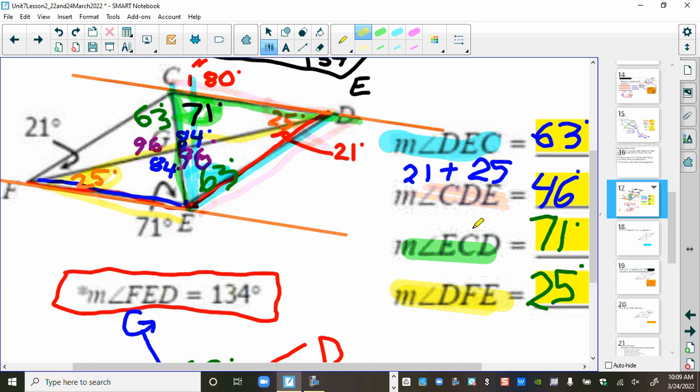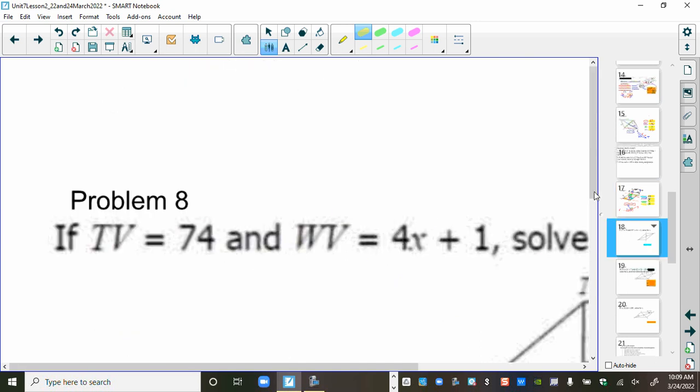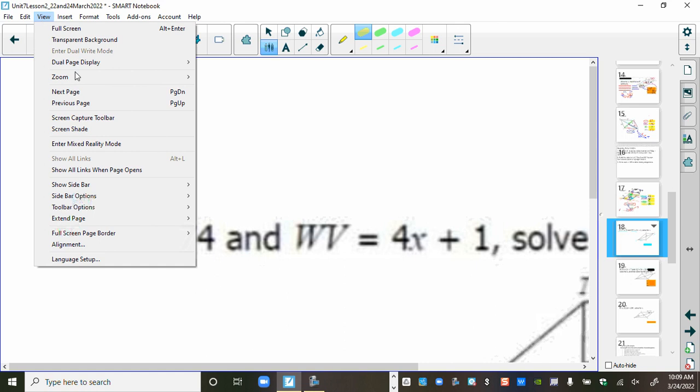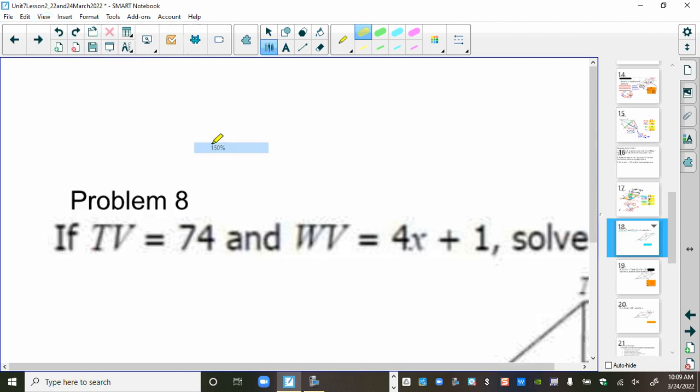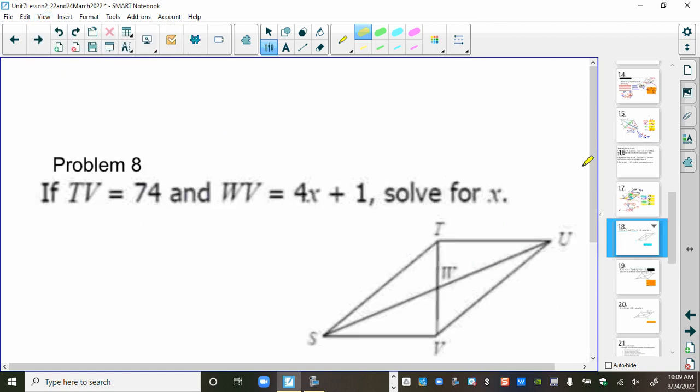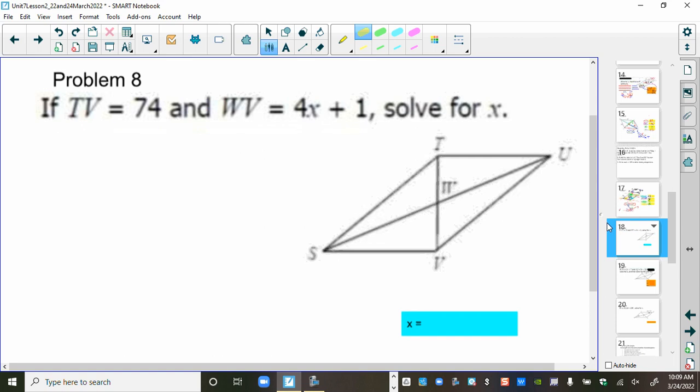So if we go to the next problem, I'm going to zoom out. This one's not going to be as bad. I'm going to tell you why. All right. T to V. Here is T to V.